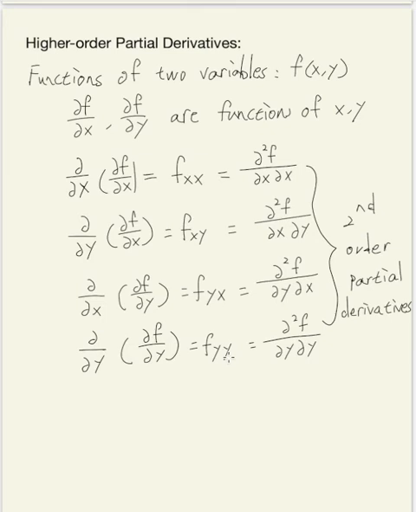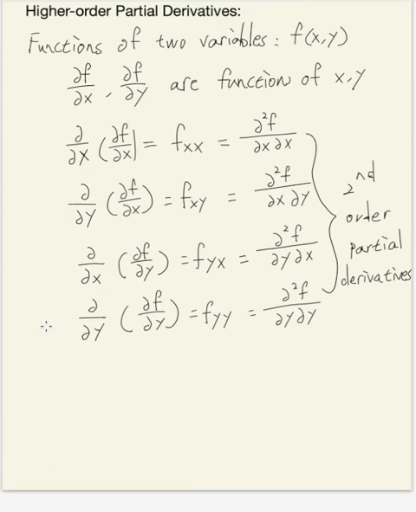Now if you continue taking higher order derivatives, for example the third order partial derivatives, since fxx is a function of x and y, you get two partial derivatives out of that, fxxx and fxxy, and so on and so forth. So it has 8 third order partial derivatives, and going on from there, you get 16 fourth order partial derivatives, and 32 fifth order partial derivatives, so on and so forth.